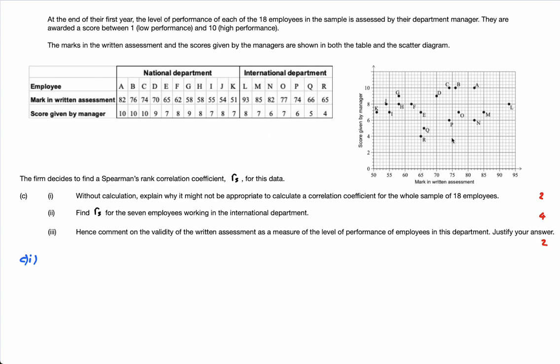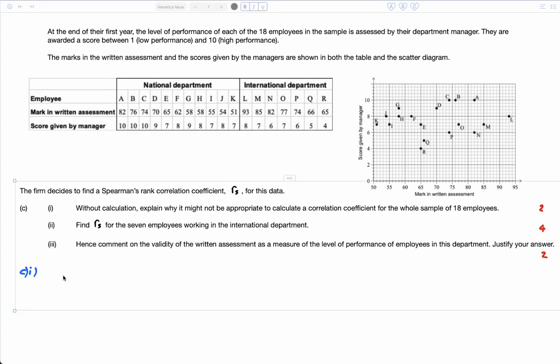Now, if you look at the scatter graph, it doesn't look like there's much going on here, because they're all together. There's 2 marks for this question. What they're looking for is that first you recognize there's 2 different departments. So there's a national department and an international department. So it might not be a good idea to put them all together because there's 2 different departments basically. So let me write that down here.